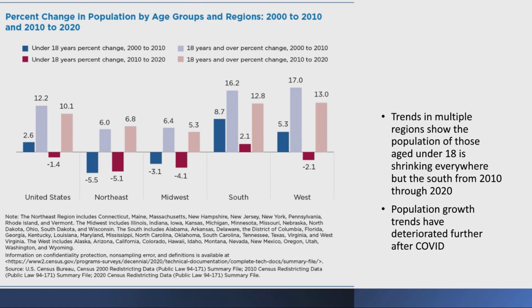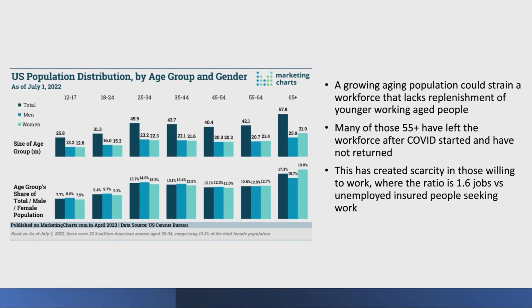And this is an issue because now it's translating to the numbers. The overall United States under 18 change from 2010 to 2020 was down 1.4%, right? That was led by the Northeast, but the Midwest and the West were participating in that drop as well, with only the South adding 2.1% to that age range. Meanwhile, 18 and over grew in all categories, but we need to see younger people. We need to have replenishment of the workforce and population over time. And those trends probably have deteriorated since COVID.